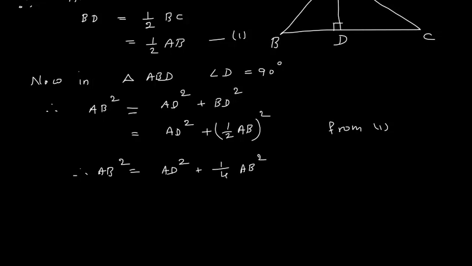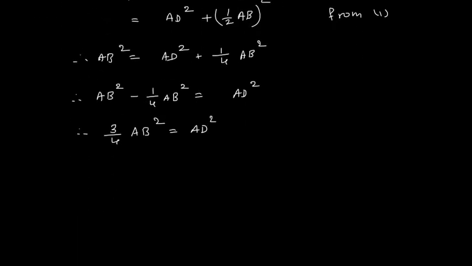Now this 1 upon 4 AB square I will move to the left. So we have AB square minus 1 upon 4 AB square is equal to AD square. Therefore, 4 AB square minus AB square is 3 upon 4 AB square is equal to AD square. Okay, so therefore I have root 3 upon 2 AB is equal to AD. Root 3 upon 2 AB equal to AD. This is our answer.